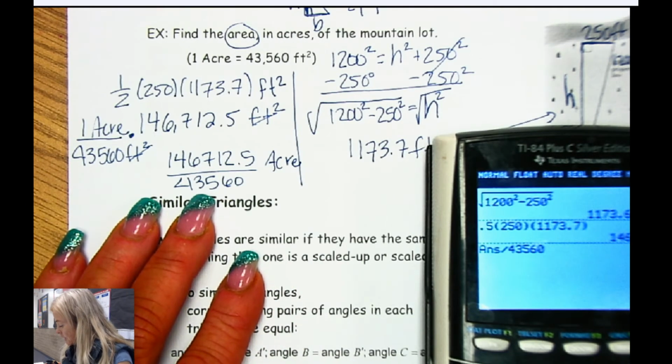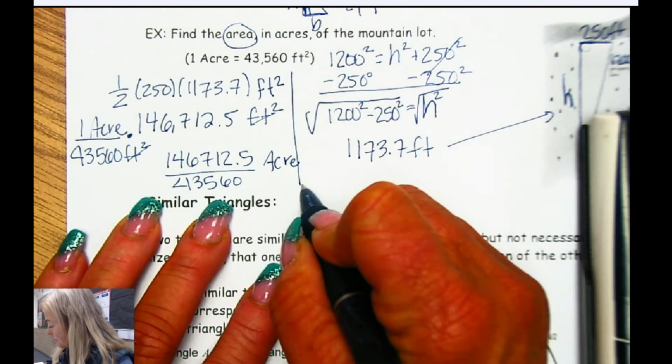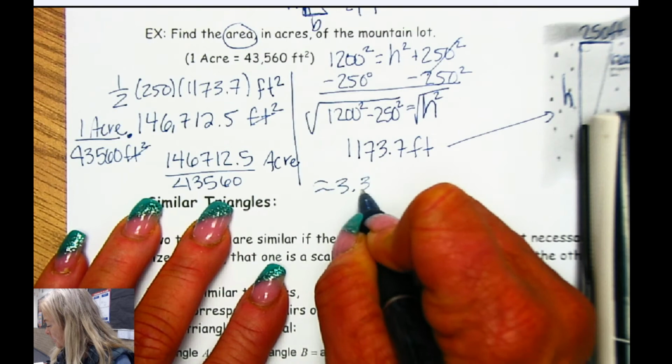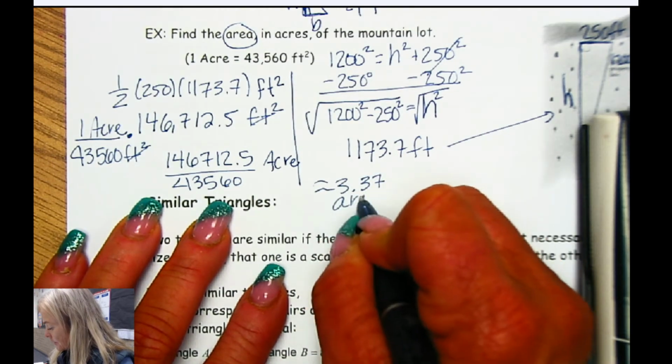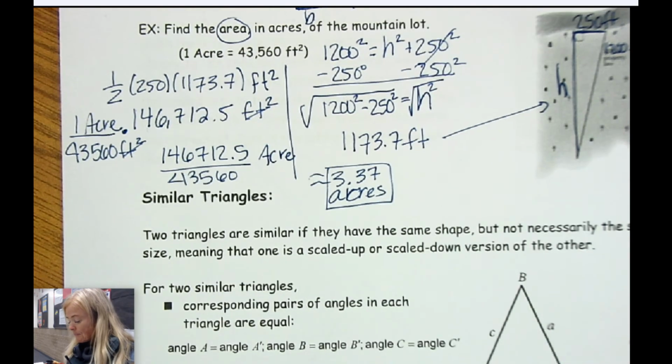43,560, 43,560 square feet. And I get approximately 3.37 acres. All right, and there you go.